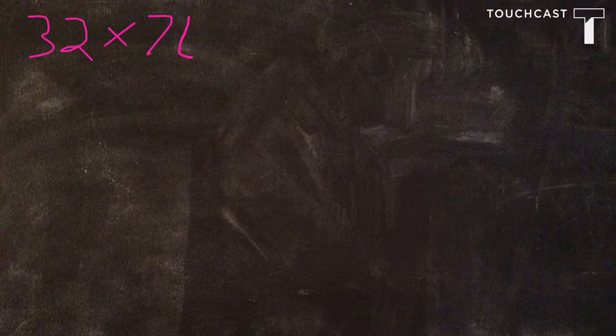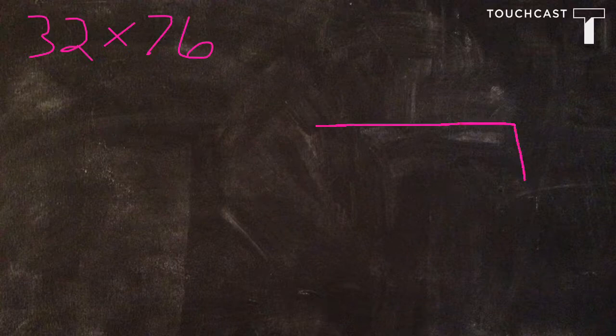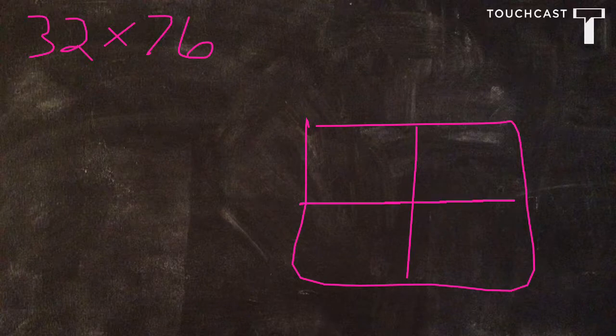Here we are going to look at a multiplication problem of a two-digit number times a two-digit number using the area model as our method of solving the problem. So the problem we are going to look at is 32 times 76. And we start out by drawing our area model over here.